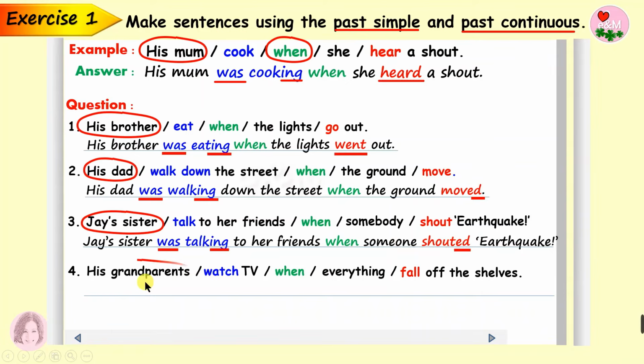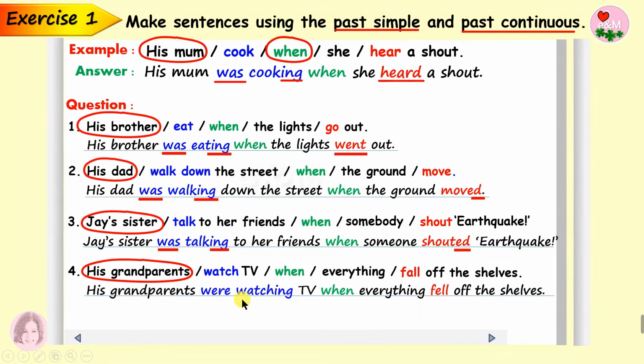Question 4. His grandparents is a plural subject. So, his grandparents were watching TV. We use were plus the verb with ing. Were watching is in past continuous. That is a long action. Something happened in the middle of the long action when everything fell off the shelves. Fall becomes fell. That is an irregular verb.